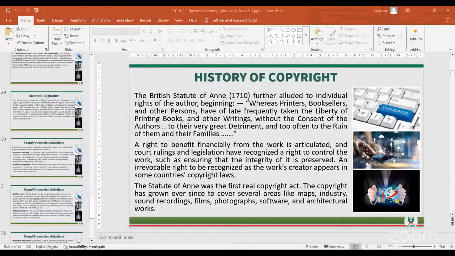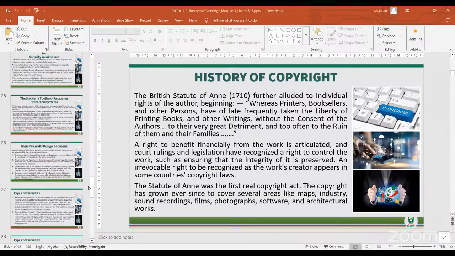We've talked about e-business and the internet. We've talked about e-business and websites. We've talked about e-business and advertisements. We've talked about e-business and security. So today, we'll talk about copyrights. Copyrights as it concerns e-business.